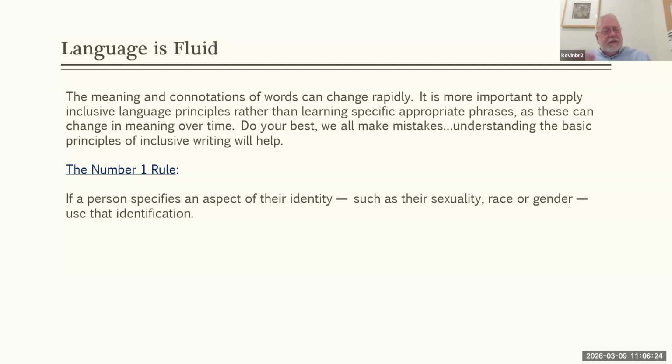I've got some references at the end of the presentation, and I'll point out the AMA guide in particular. So the number one, most important rule: if a person is self-describing an aspect of their identity, could be their sexuality, race, or gender, use the identification that the individual has stated about themselves rather than trying to apply your own interpretation.